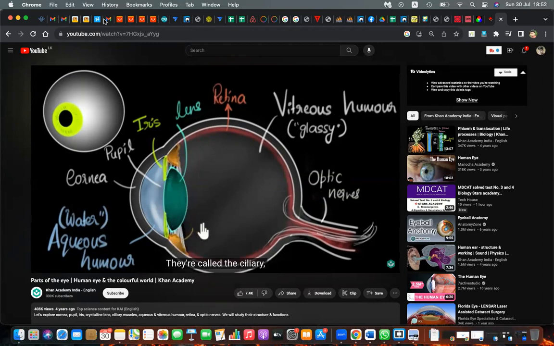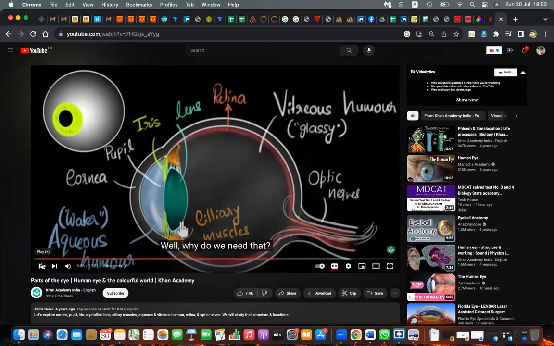They are called the ciliary muscles. They have a pretty important job too. Their job is to be able to change the shape of this lens. If the ciliary muscles were not there, iris.